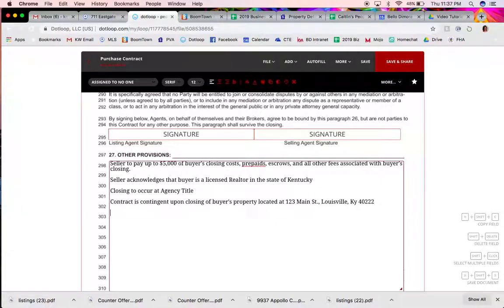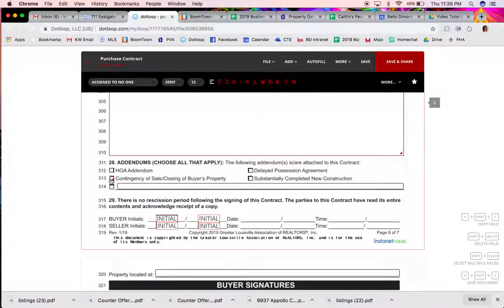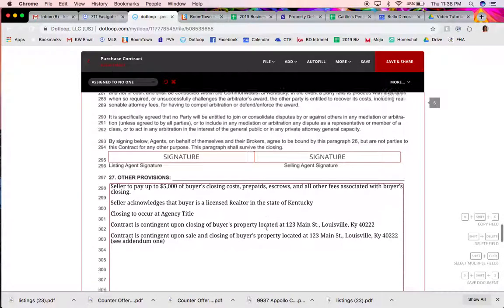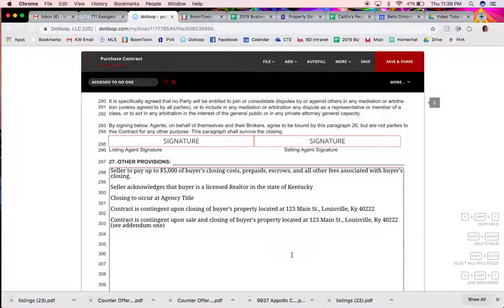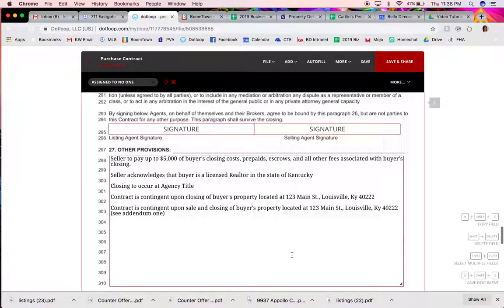If it is contingent upon the sale and close, I always spell that out here because not everybody... hold on. Not everybody can read. So I always like to spell it out right here just to make sure people recognize that I'm going to check this box right here. So never hurts to be too thorough. So these are some examples of some other provisions.